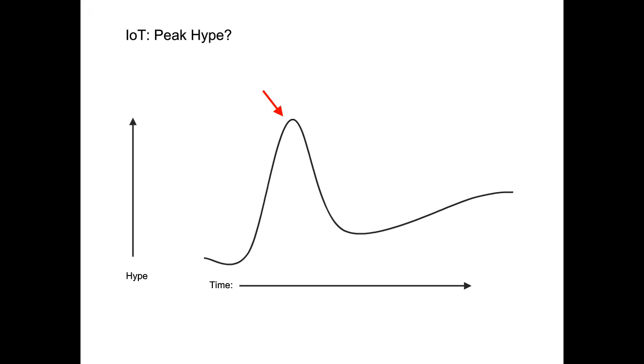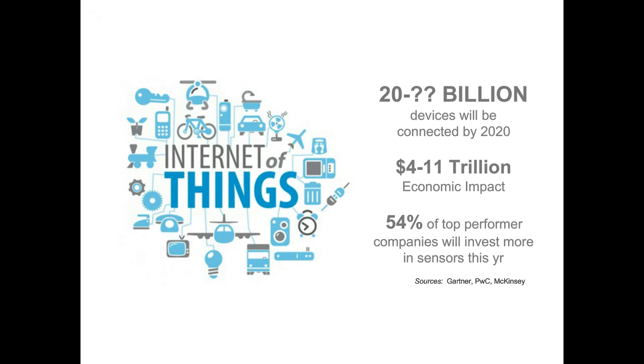And it's understandable that it's a confusing concept. And also, it's understandable that it's an exciting concept because numbers sort of support it, right? So we argue that there's going to be at least 20 billion devices connected by the year 2020. The economic impact of that is in trillions. Once you're dealing with trillions, it's very difficult to be precise with that. But it's very significant, right? And 54% of top performer companies will invest more in sensors this year. The sources are cited below in general. So anytime we're talking about billions, humorously, we should have Dr. Evil there.